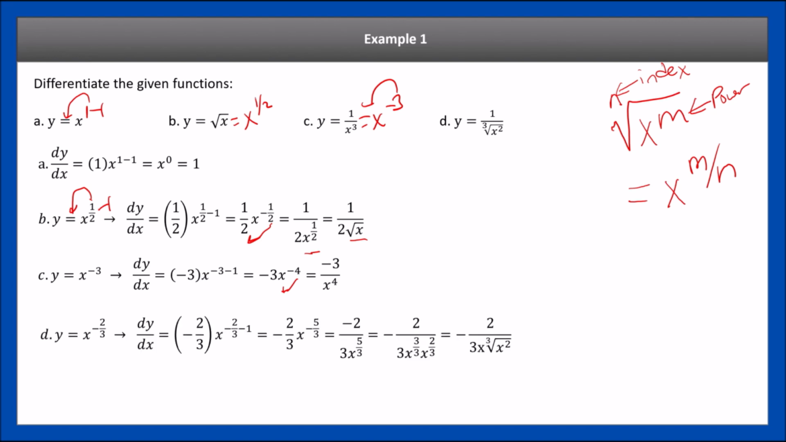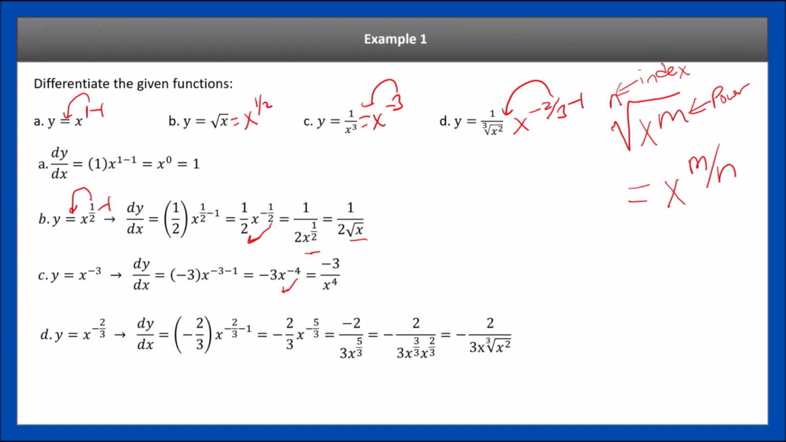All right, and then we have a negative power and a fractional power, right? Because it's on the bottom. If I bring it to the top, it becomes negative, and then use the power over index rule. And we can bring this down and use the power rule. Bring this down, subtract 1.